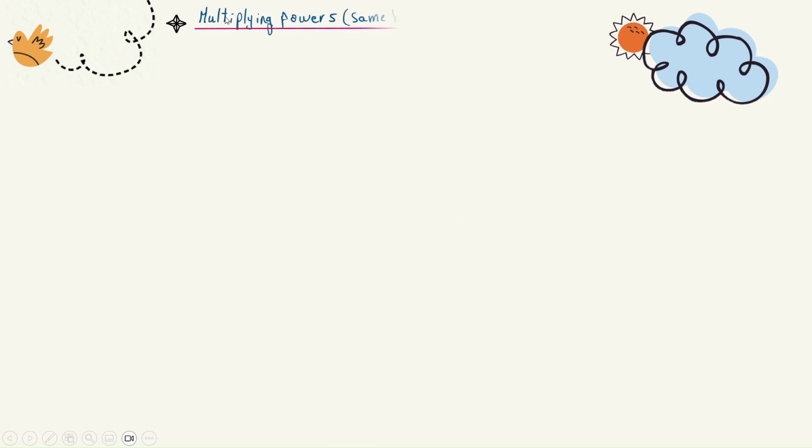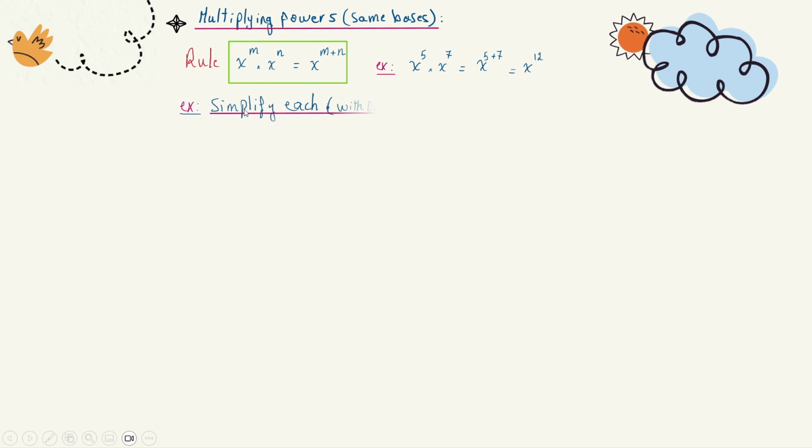Let's continue with multiplying powers. In order to multiply powers having the same bases, we simply add the exponents. So the rule says that if I have x to the power of m times x to the power of n, we simply add the exponents. Direct example: x to the power of 5 times x to the power of 7. We're going to end up with x to the power of 5 plus 7, or 12. Now let's take some advanced examples to understand more and more. Here, we have easy, medium, and high-level questions.